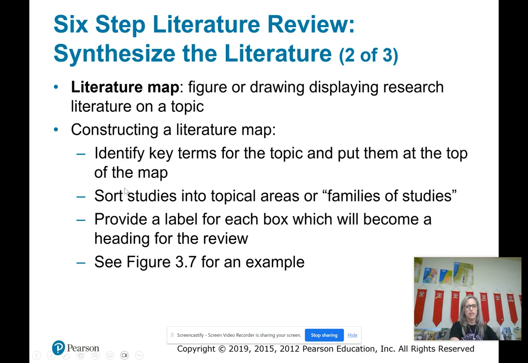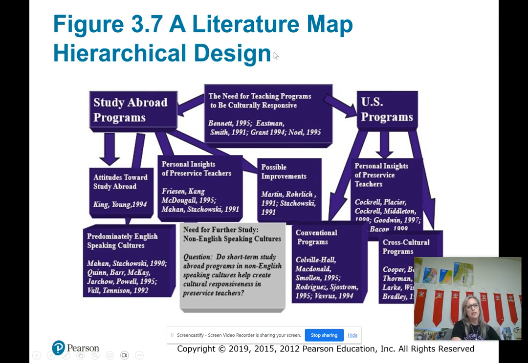So, let me go to the next slide. Okay, so here's an example of that, a literature map, okay? So the literature map shows the following. The need for teaching programs to be culturally responsive. It divides it into 2 parts, study abroad programs. So here's the need for teaching programs to be culturally responsive, okay? So they need to have programs in place for students that respect their different cultures to be able to help students, okay? So there's different study abroad programs, and then there's also U.S. programs. So they broke that down into 2 different parts.